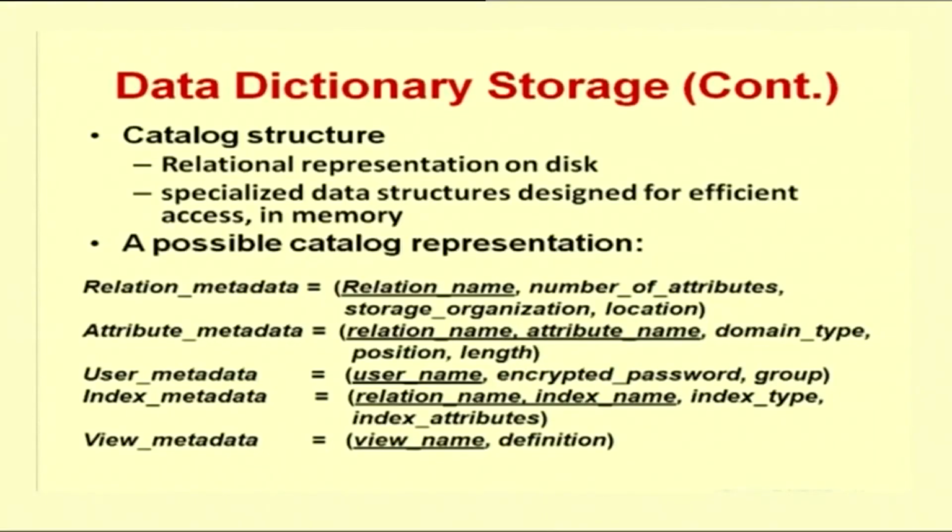For example, a possible catalog structure is a relational representation on disk, and specialized data structures designed for efficient access in memory, both are used. So, relation metadata: relation name, number of attributes, storage organization, location. Attribute metadata: relation name, attribute name, domain type, position, length. User metadata: user name, encrypted password, group. Index metadata: relation name, index type, index attributes. View metadata: view name, definition.